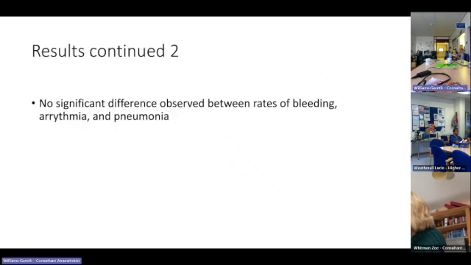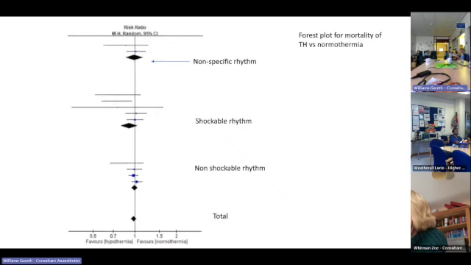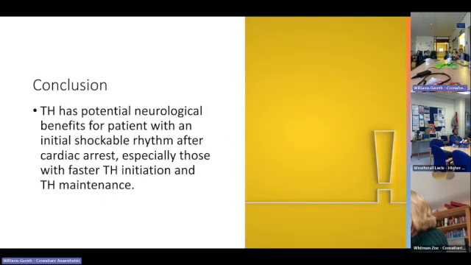With regards to complications, the observed rates of adverse events from either hypothermia or normothermia showed no observable difference. The p-value is in the results as well. I included some of the forest plots here, but they're probably a bit of a muchness. The conclusion from the study was that therapeutic hypothermia has potential neurological benefits for patients with an initial shockable rhythm after a cardiac arrest, or actually faster therapeutic hypothermia initiation duration.